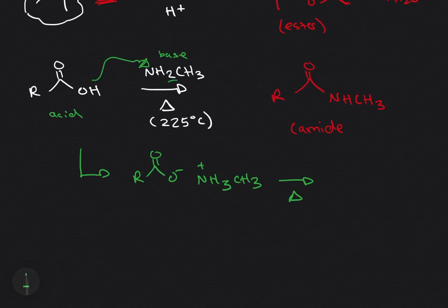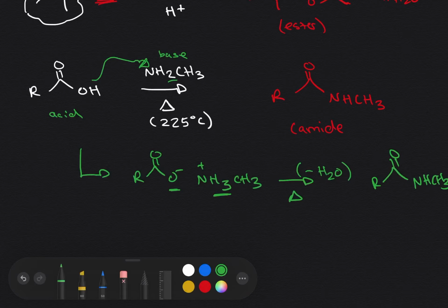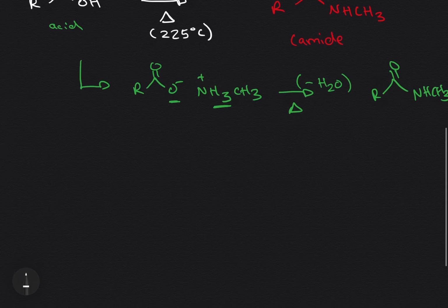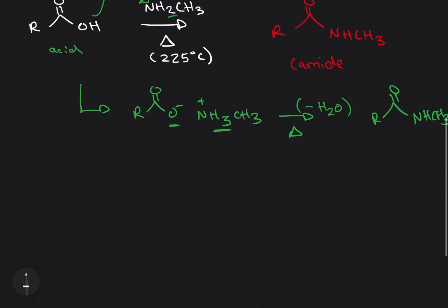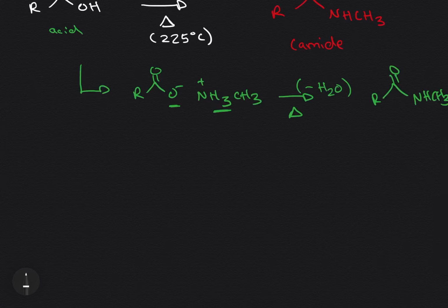225 degrees Celsius, and you're going to lose your water there. Take out your two H's from here, and then your O is coming from right there. And then that's just going to give you your product. That's kind of the mechanism for how that works. But in reality, this kind of leads you up to our next reaction we're going to cover here. 225 degrees Celsius is really hot if you think about that. That might not be realistic to heat up to that temperature.